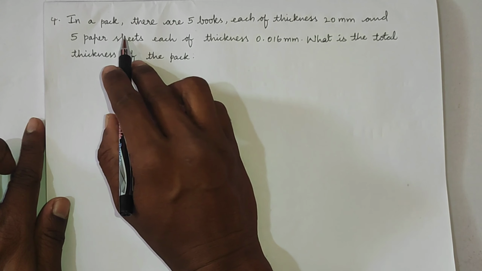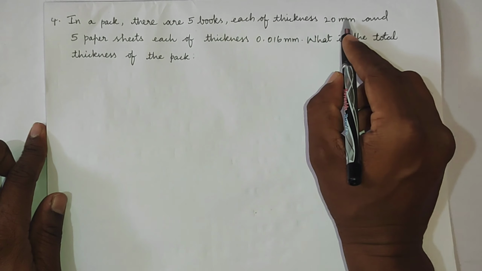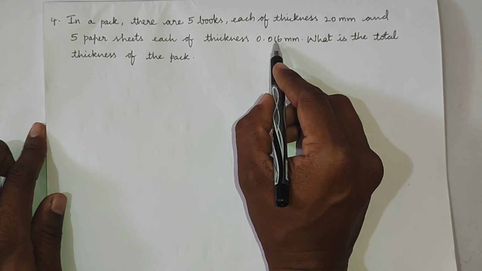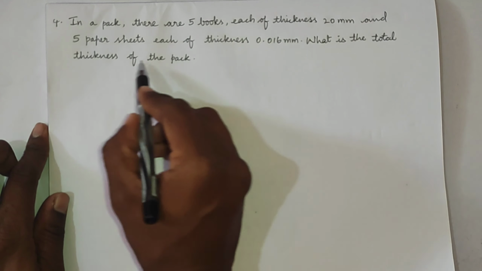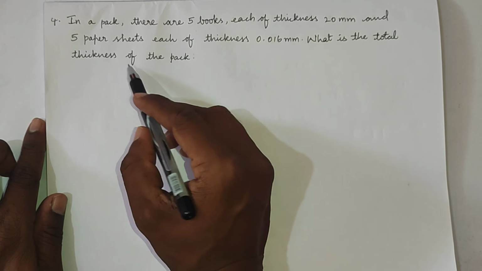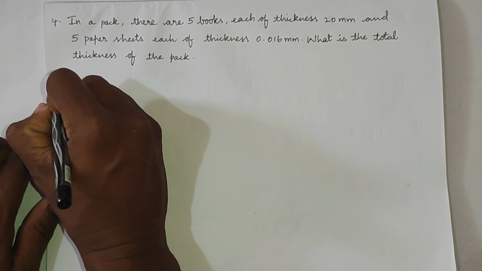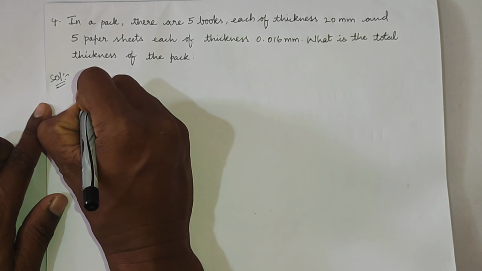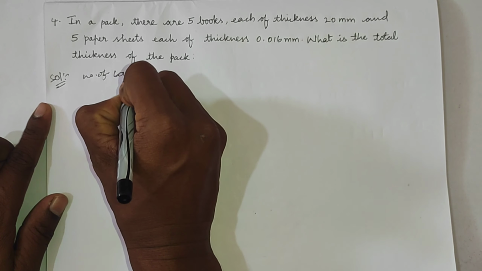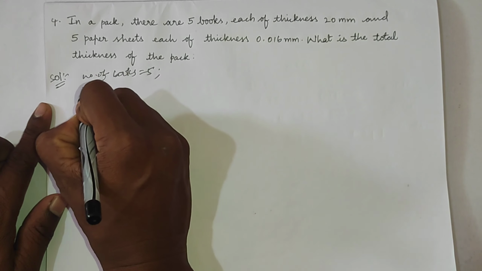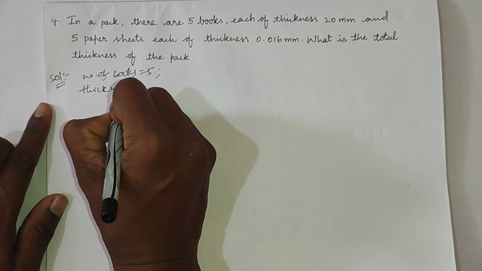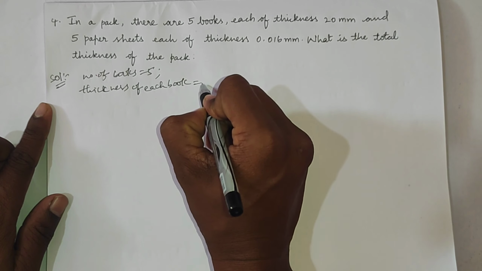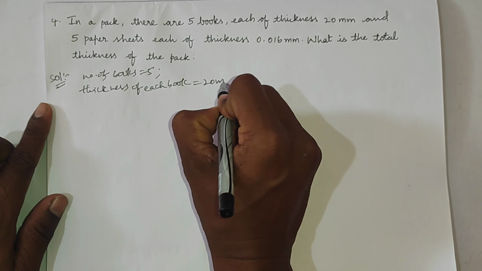Fourth question. In a pack, there are 5 books, each of thickness 20 millimeters, and 5 paper sheets, each of thickness 0.016 millimeters. What is the total thickness of the pack? We have to find the total thickness of the pack. First, let's write the given data. The number of books given here is 5, and the thickness of each book is given as 20 millimeters.